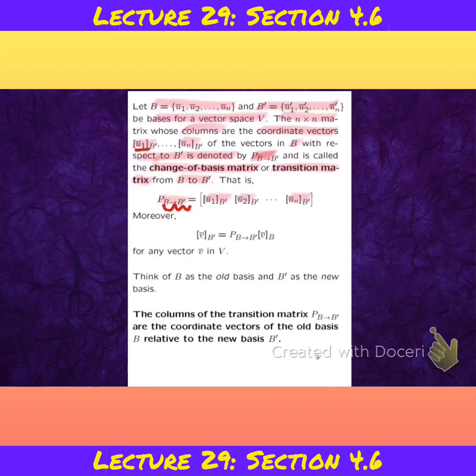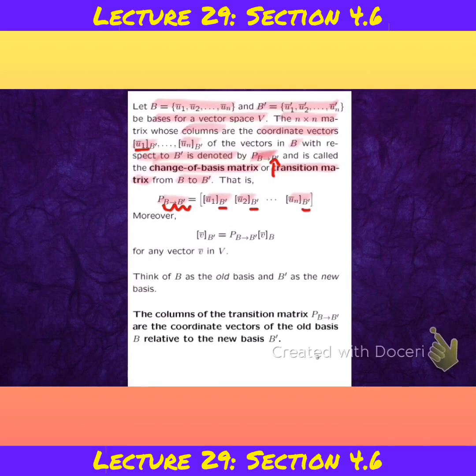That's where students tend to make mistakes. So you need to be very sure of the matrix that you're working with. So going from B to B prime, B is your old basis, B prime is your new basis. And the basis that you write last is always the new one. Okay, so don't forget that.